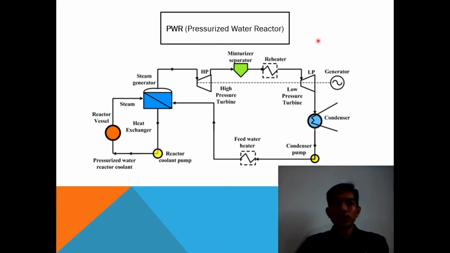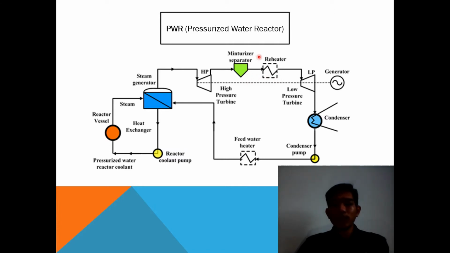Pressurized water reactor. At first, the reactor vessel will go to the steam generator, and then from the steam generator it will go to the high pressure turbine to create electrical energy, and it will go to the moisture separator. At the moisture separator, it will separate oil, gas, and water.